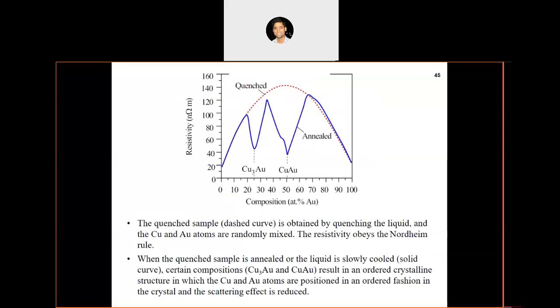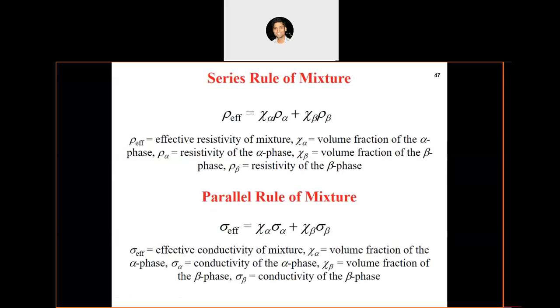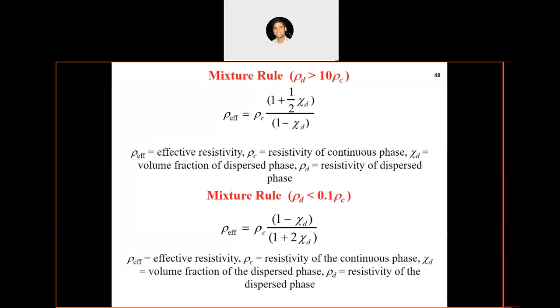Then we discussed some examples, like if we have quenching and annealing, there can be an ordered solid solution because of that, and there can be sudden falls in resistivity. Then there were some empirical relations which we saw for the mixtures, like the series rule of mixture and parallel rule of mixture. They are actually simple to derive. You can also draw the analogy from electrical circuits. These are empirical relations where there is a random or uniform distribution of solute in the solution. Then we can have different types of relation based on the resistivity of the dispersed phase and the continuous phase.